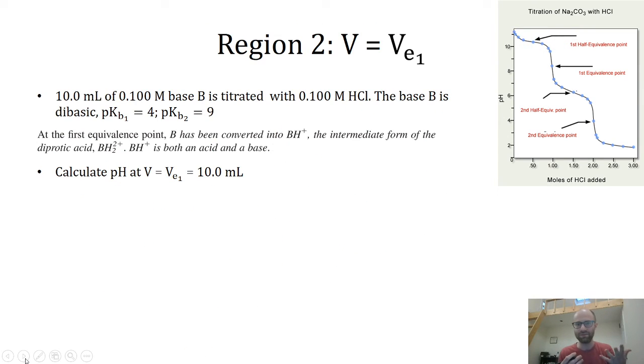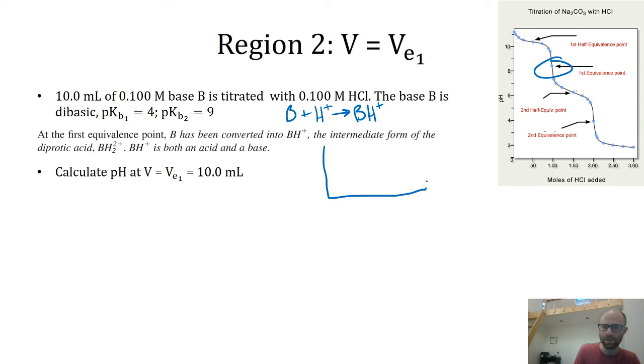For the second region, that's where we've hit our equivalence point. So if we're working down our graph, we're right here. And as it says, at the first equivalence point, we're going to define that as 100% conversion from B into BH plus. So if we were writing our ICE table, ICF table, what it would show is that we have a stoichiometric amount of B and H plus. We've got a 100% solution of BH plus.